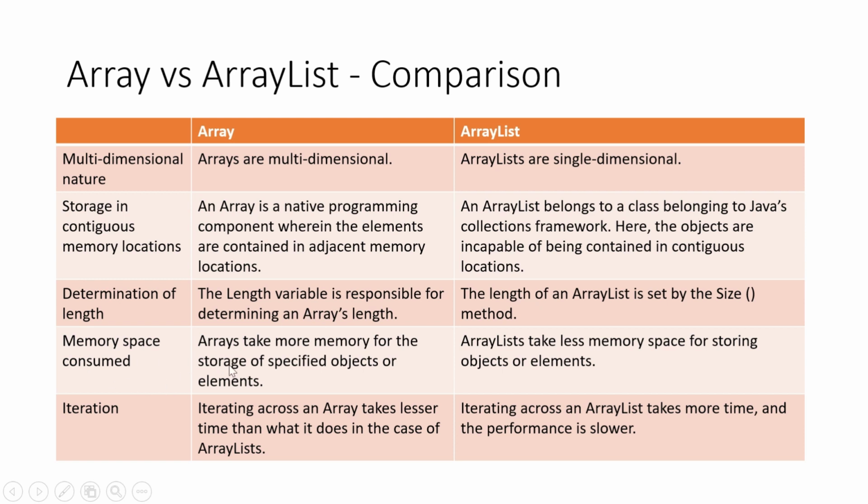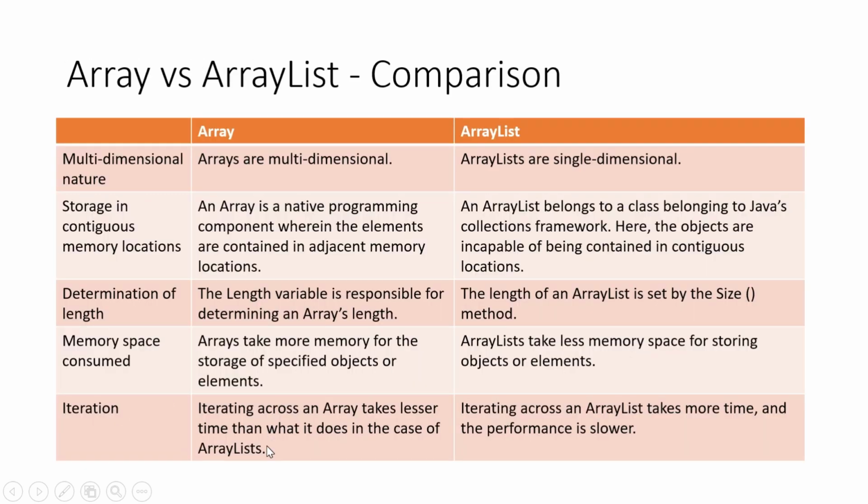Memory space consumption. Arrays take more memory for the storage of the specified objects or elements. An array list takes less memory for storing objects or elements, as in some cases it uses pointers, or some kind of optimized technique that is not present in an array. As I mentioned, contiguous memory also always takes more memory.